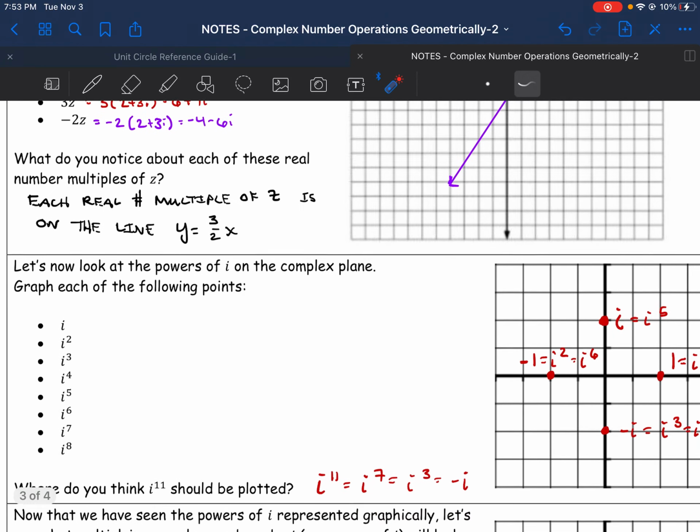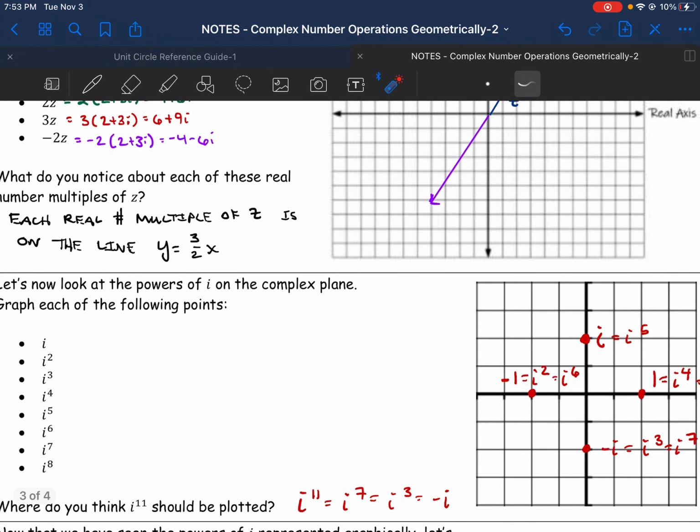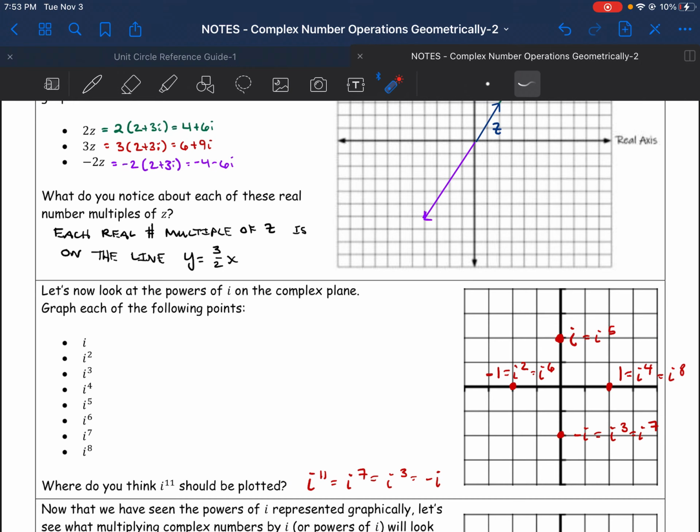Let's look at some powers of i now. So this is a pretty cool and interesting result. So first, because of the way that we defined our real axis and our imaginary axis, let's say that i is right here, positive i. Well, if I wanted to graph i squared, I know i times i equals i squared, and by definition i squared is negative 1. So we have over here negative 1 equals i squared.